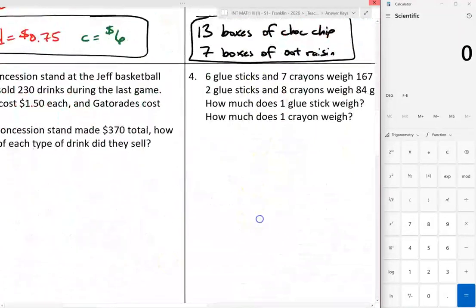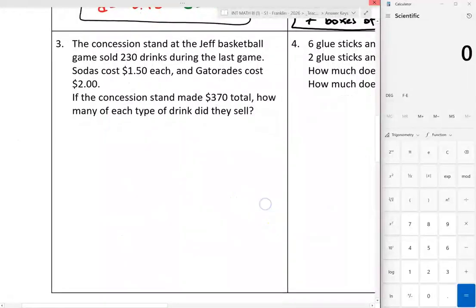All right, moving on to number 3. The concession stand at the Jeff basketball game sold 230 drinks during the last game. Sodas cost $1.50 each and Gatorades cost $2. The concession stand made $370 total. How many of each type of drink did they sell? This is pretty much exactly the same setup as the previous problem with the boxes of cookies. So we know they sold 230 drinks, and we're looking for how many of each type of drink.